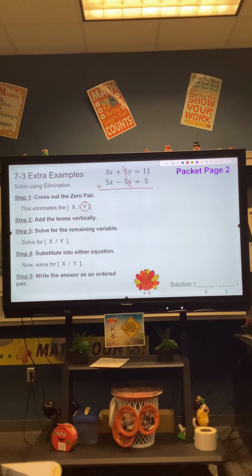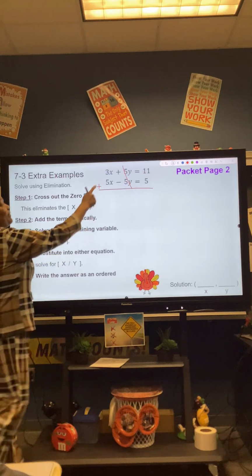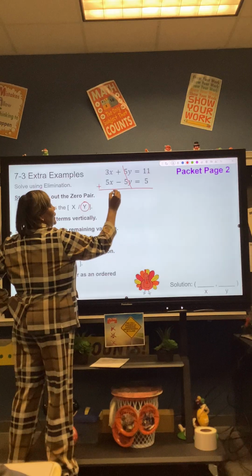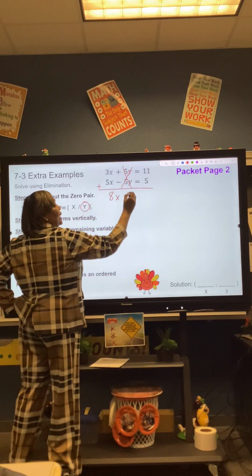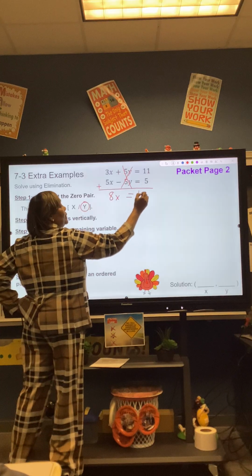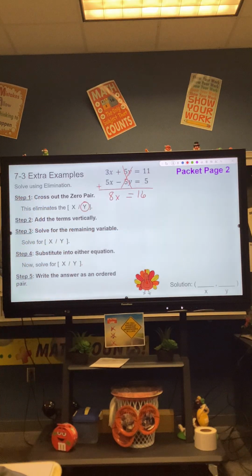I'm on the second page. Everybody with me? All right, now let's go. 3x plus 5x gives us what? 8x. We created that zero pair. 8x is equal to what? 16. Now solve for x. Some of y'all are probably going, Ms. Mitchell, we've been doing this. Yes, we have.